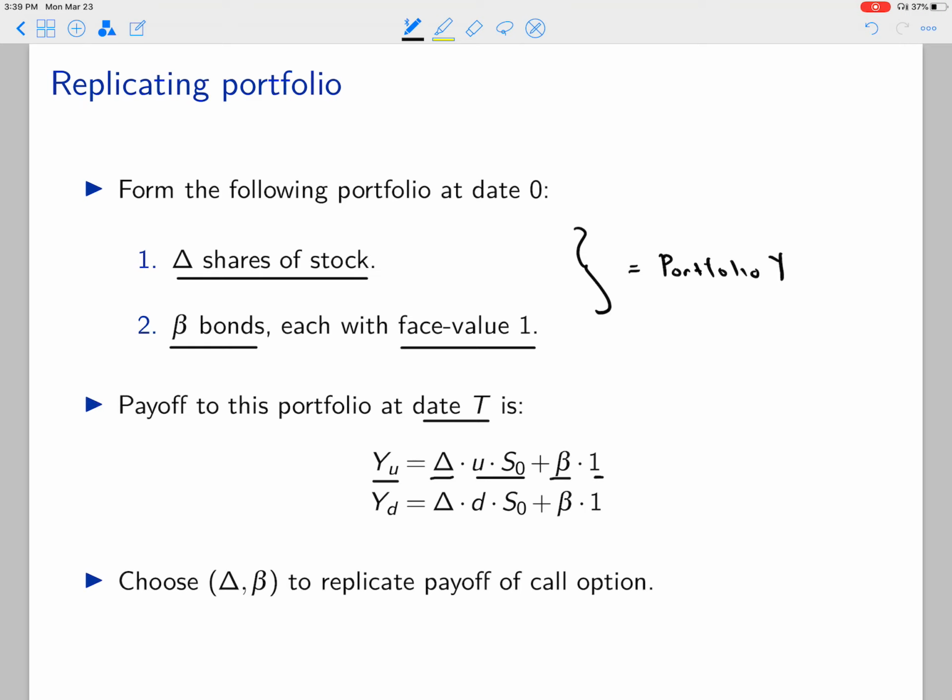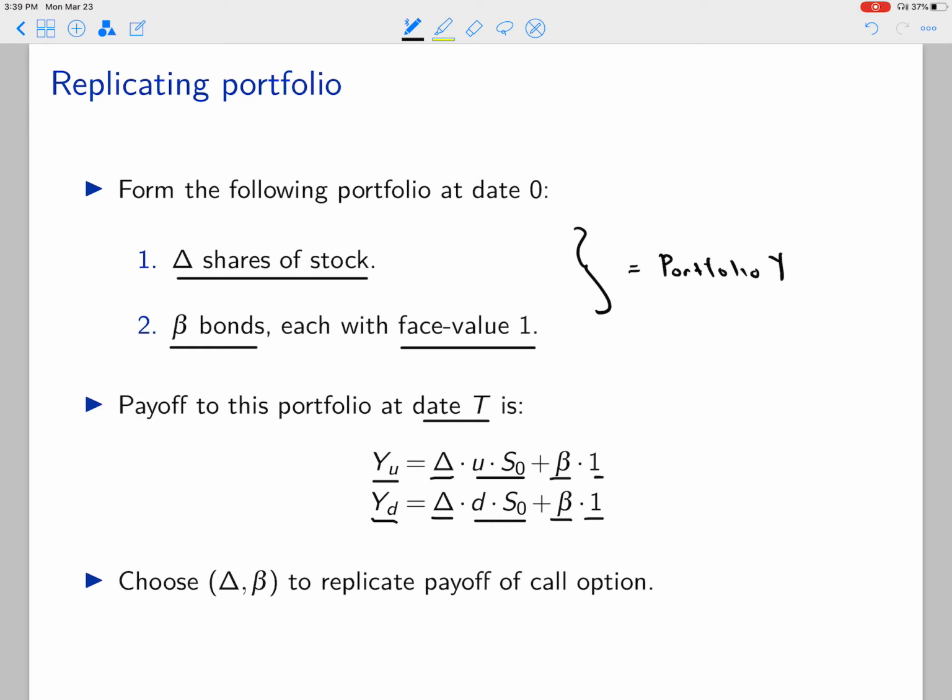In the downstate, we still own delta shares and beta bonds. The only thing that's going to be different is the payoff of the stock. Payoff to the portfolio in total is Y sub D. We own delta shares in the portfolio. Each share is worth S sub D. We also own beta bonds in the portfolio. The payoff of each is 1. Y sub U and Y sub D describe the payoff of the portfolio Y.